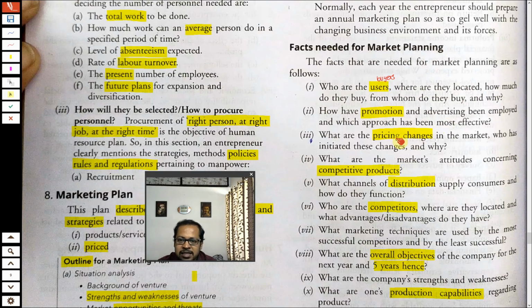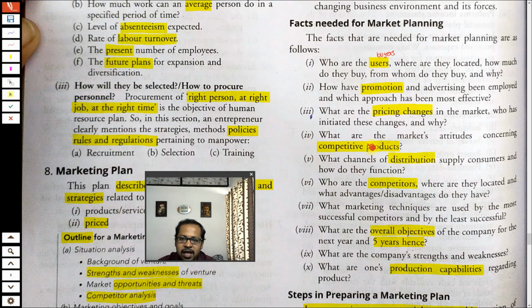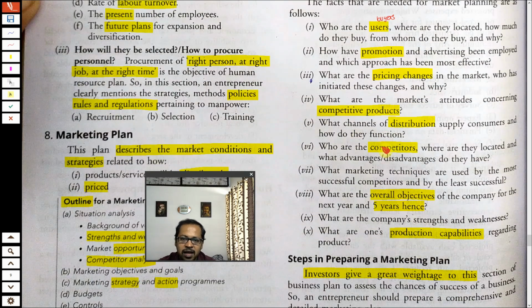Then pricing strategies. Okay, for example, you should have facts or knowledge about pricing changes in the market. Meaning what trend is happening, whether prices are stagnant or moving upward or downward, and why, who is initiating this change. Then you should always be aware of competitive products and your buyers' attitude towards them. Then channels of distribution. Distribution is also very important. So how you are going to distribute, the various distribution modes available should be clear to you.